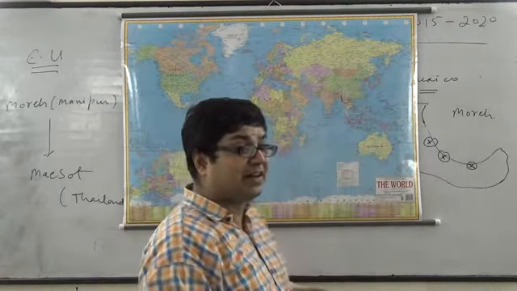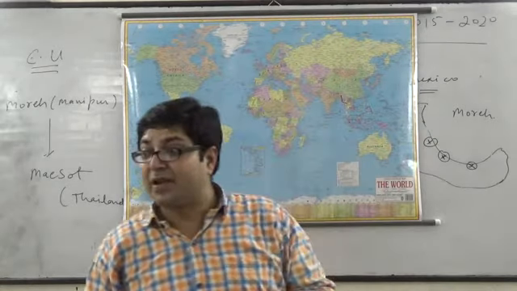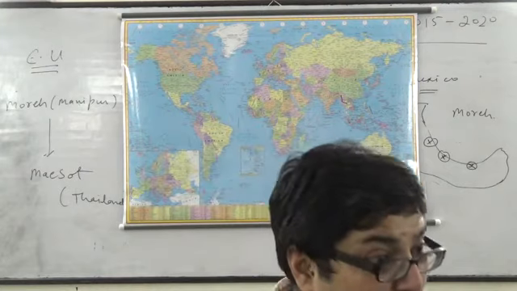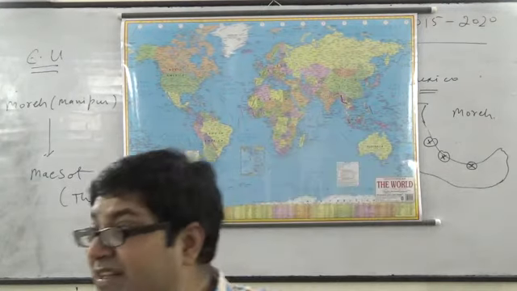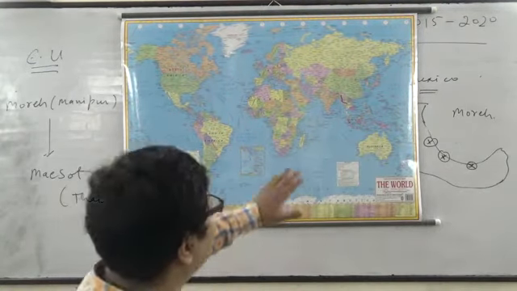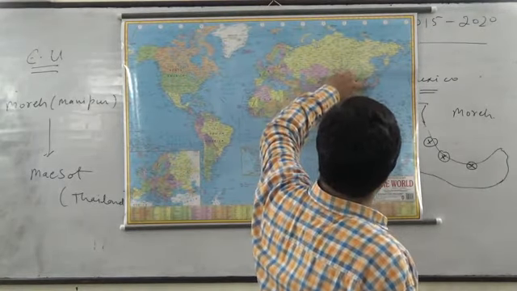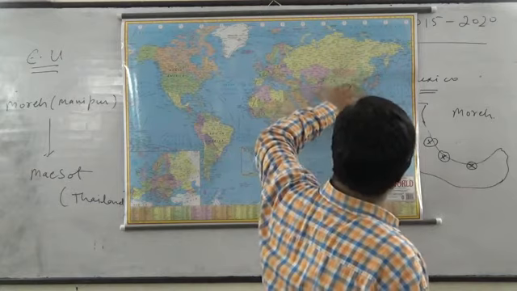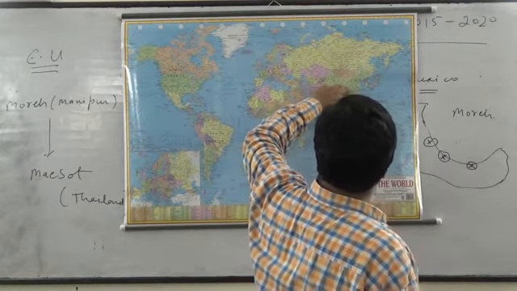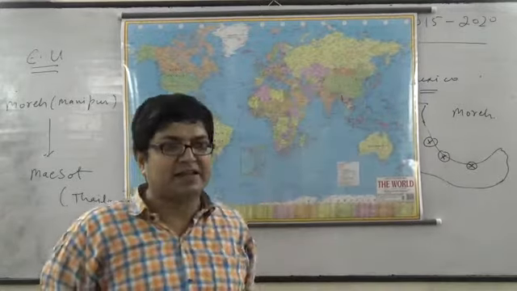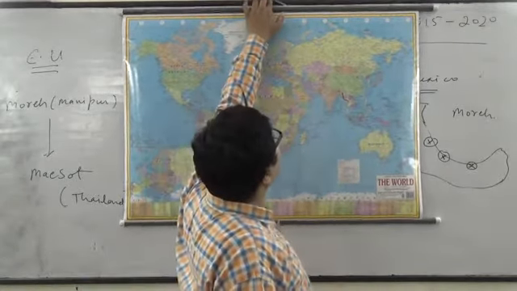Northeast Asia comprises of China, Japan, Korea, Mongolia. Northeast Asia, if you see, China, North Korea, South Korea, Japan, Taiwan, Hong Kong and Mongolia. This is Northeast Asia.